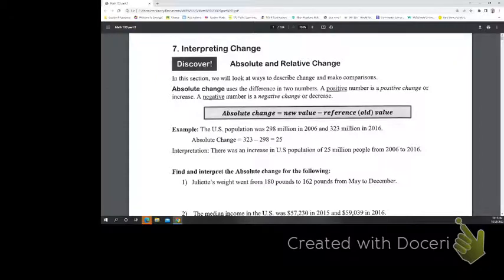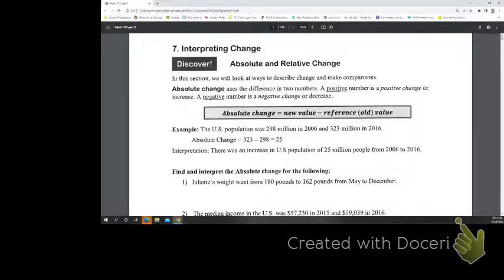And had the number gone down, then we would be using the word decrease. We would have gotten a negative number, and we would not say there's an increase of negative 25. We would say there's a decrease of 25 million.